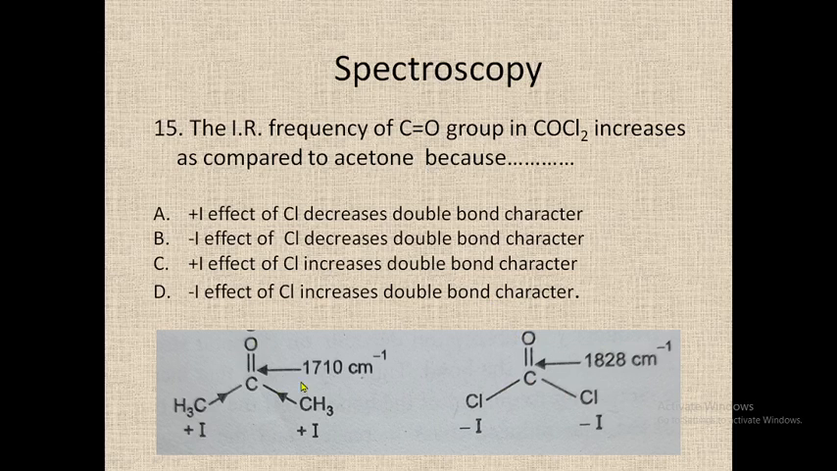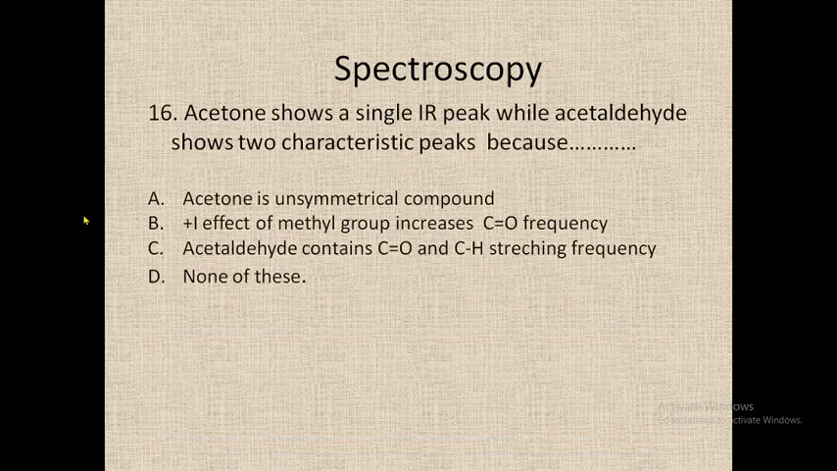Okay. So in case of acetone, the methyl group shows the plus I effect, while in case of phosgene or COCl2, chlorine shows a strong minus I effect, and therefore the double bond character increases, and that's why the value of IR absorption also increases. Hence answer D is the correct answer, that minus I effect of Cl increases double bond character. Next question: acetone is an unsymmetrical compound, plus I effect of methyl group increases carbonyl frequency, acetaldehyde contains carbonyl and CH stretching frequency, or none of this.